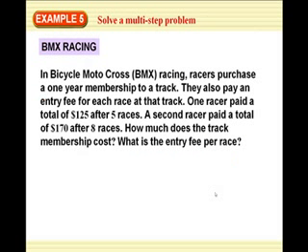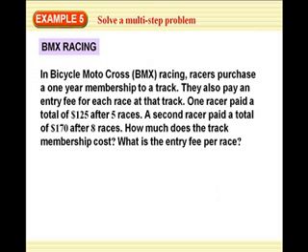So example number 5, in bicycle motocross racing, racers purchase a 1-year membership to a track. They also pay an entry fee at each race at that track. One racer paid a total of $125 after 5 races. A second racer paid a total of $170 after 8 races. How much does the track membership cost? What is the entry fee per race?